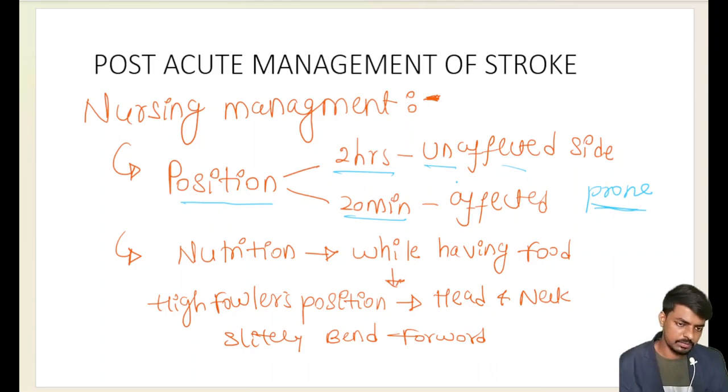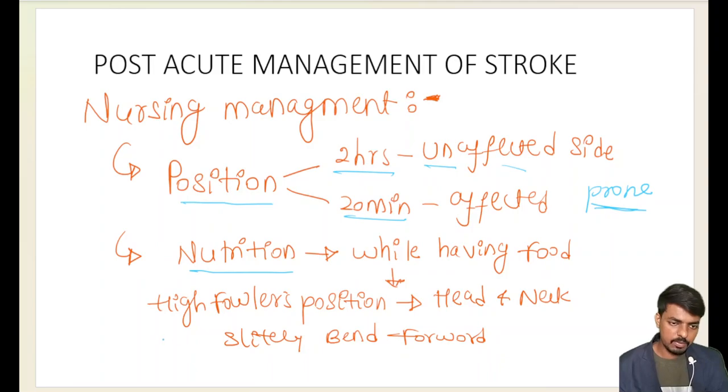Very important one. Okay, so the nutritional measures are also very important, because the patient has one-sided drooping of the face, and the muscles of mastication are also weak, so he can't chew properly. We will give soft diets, semi-solid diets here. Okay, very important one. So while giving the food, which position should we give the patient?